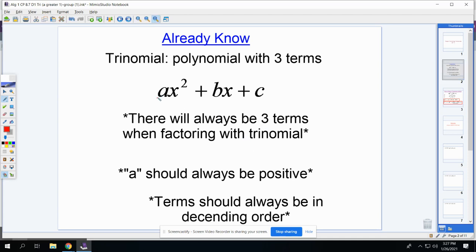Now, for those 3 terms here, we have ax squared plus bx plus c. Our a, always that letter right in front of our x squared. B, always the letter in front of the x. And C is always the letter that does not have a variable with it, okay? A should always be positive, should never be negative, and your terms should always be in descending order. So that means we need to have our x squared or our variable squared first, followed by our variable, followed by our non-variable.